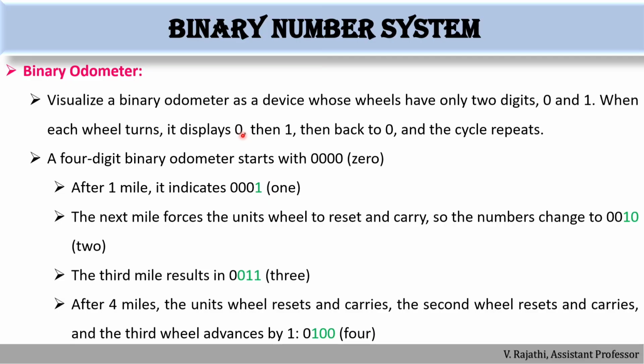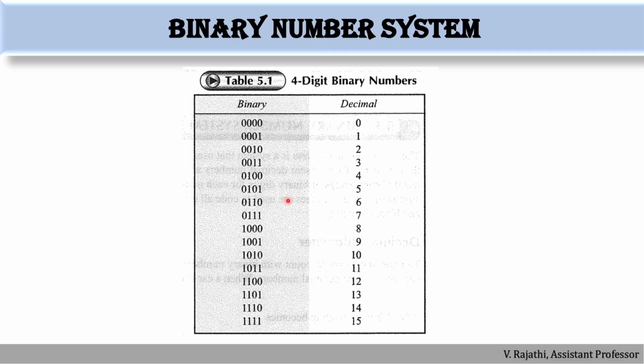A 4-digit binary odometer starts with 0000, and after 1 mile it will indicate 0001. The next mile it will be 0010, and after that 0011. Then it increases to 0100, because it's a binary odometer. In a decimal odometer we saw 0001, 0002 and so on, but in a binary odometer we only have the two digits 0 and 1. So these are 4-digit binary numbers.